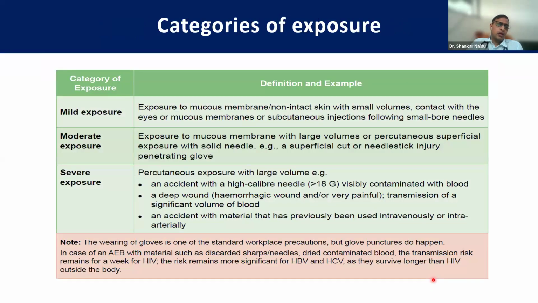So this is another table showing the category of exposure. Mild exposure is exposure to mucous membrane or non-intact skin with small volumes, or a superficial cut through small bore needles. Moderate exposure is exposure to mucous membrane with large volumes, or percutaneous superficial exposure with solid needles. Severe exposure is any percutaneous exposure with large volume, like high caliber needles contaminated with blood, or a deep wound during surgeries, where there is a significant transmission of blood, or an accident with material that has previously been used intravenously or intra-arterially.